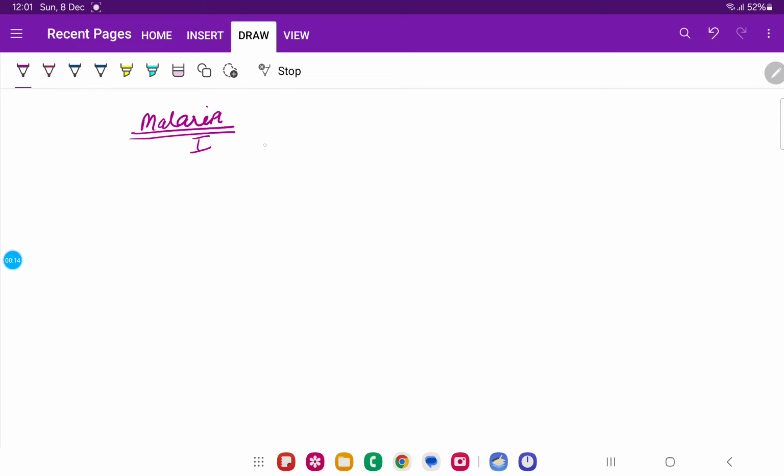There are two great men who were awarded the Nobel Prize for malaria. That is Ronald Ross and Alphonse Laveran. Ronald Ross found out the causative organism for malaria, and Laveran found out the vector. So basically, malaria is a parasitic disease caused by the Plasmodium parasite.